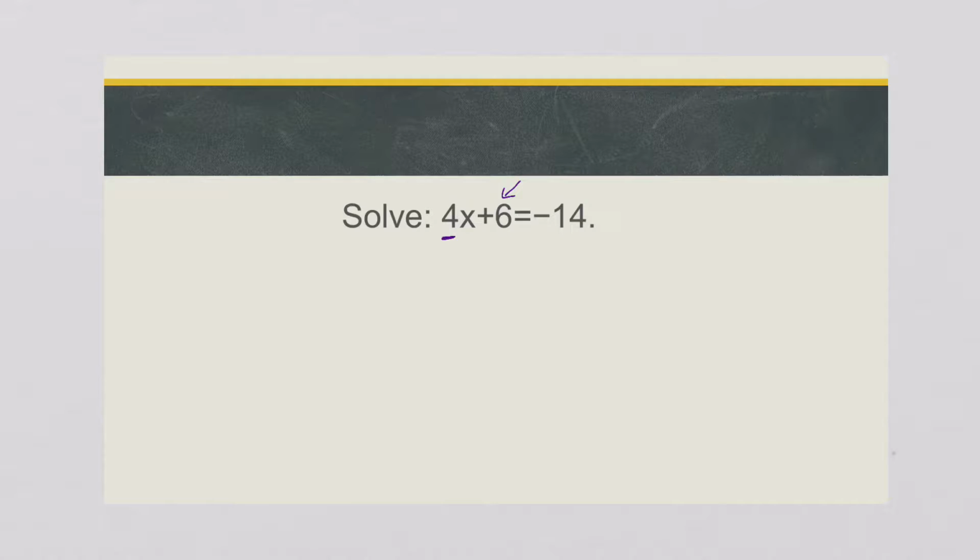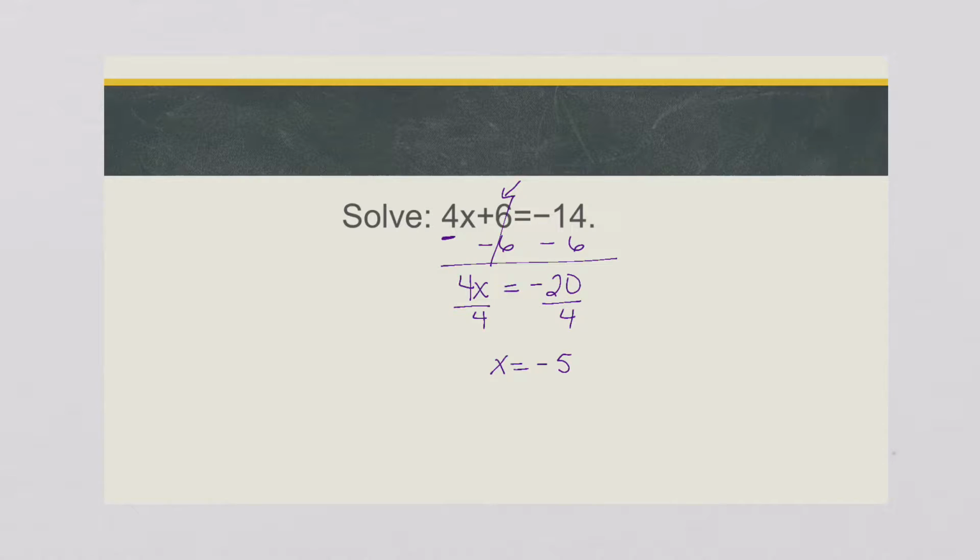So to start this one off, we're going to try to move everything away from that x. So I want to subtract 6 from both sides of that equal sign. So 6 minus 6 creates 0, so that went away. So what's left on the left side is plain old 4x is equal to a negative 14 minus 6, which is negative 20. Now what's happening to the variable? It's being multiplied by 4, so you want to undo that with division. So x is equal to negative 5.